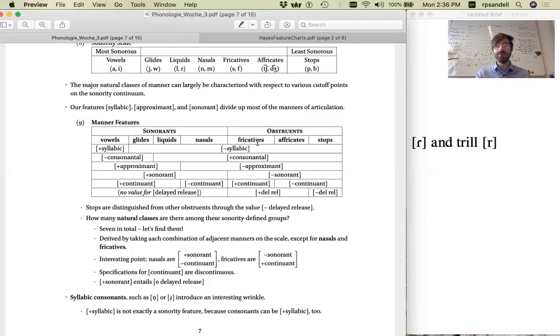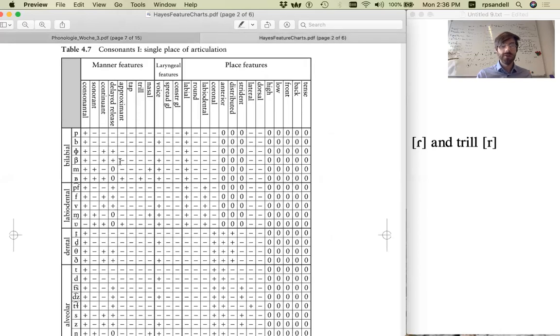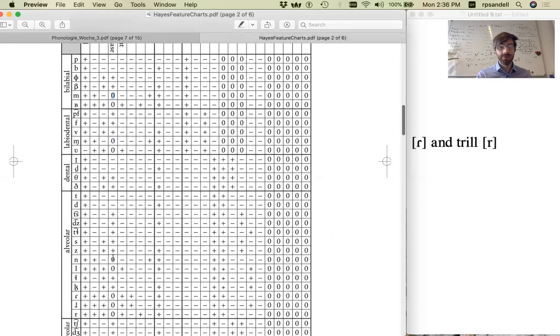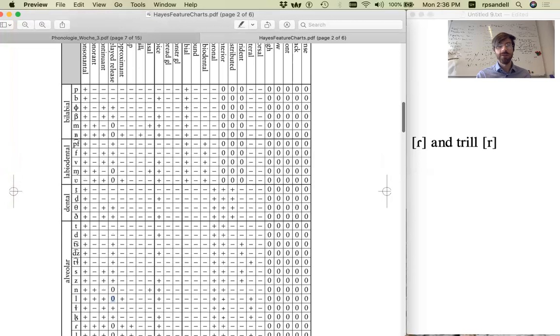But in the case of affricates and fricatives, it's possible to sustain that closure. So consider a sibilant fricative like s. For that reason, Hayes uses the label of plus delayed release. And if we look over onto the chart, at the labial place of articulation, the labial nasal, which is a sonorant, has a 0 value for the feature delayed release. And another sonorant, like the lateral alveolar liquid l, is also given a 0 value for the feature delayed release.